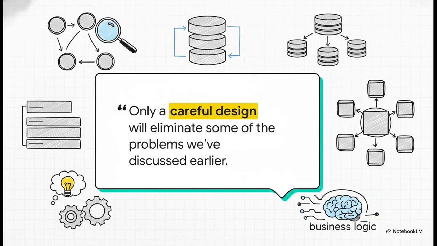I want to highlight this golden rule pulled straight from our engineering documentation. Only a careful design will eliminate problems. You might draw 3 different schemas on a whiteboard, and they might all look totally plausible. Database architecture is absolutely as much an art as it is a strict science. It takes patience, iteration, and a really deep understanding of the underlying business logic.